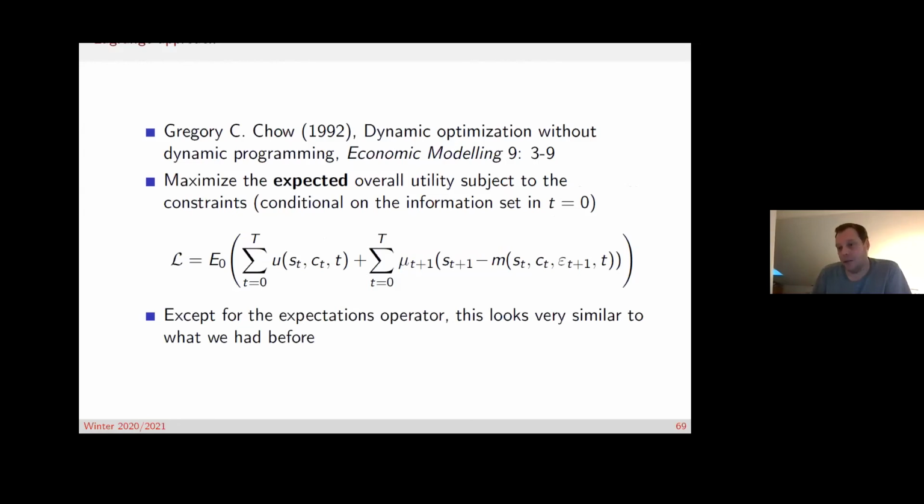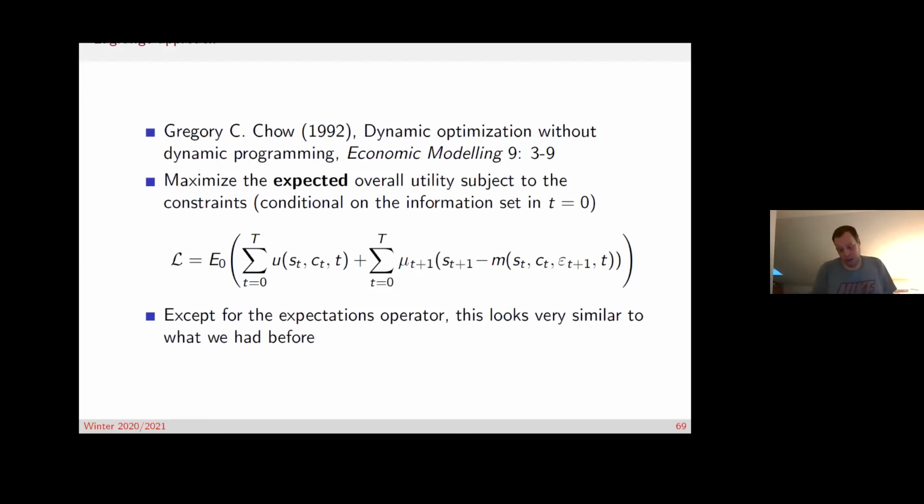But this is a different problem, right? Because then we would assume that at the beginning of the planning horizon, we want to fix to a specific control path, given what you expect the realizations of the shock could be. But this is not how the world works, right?